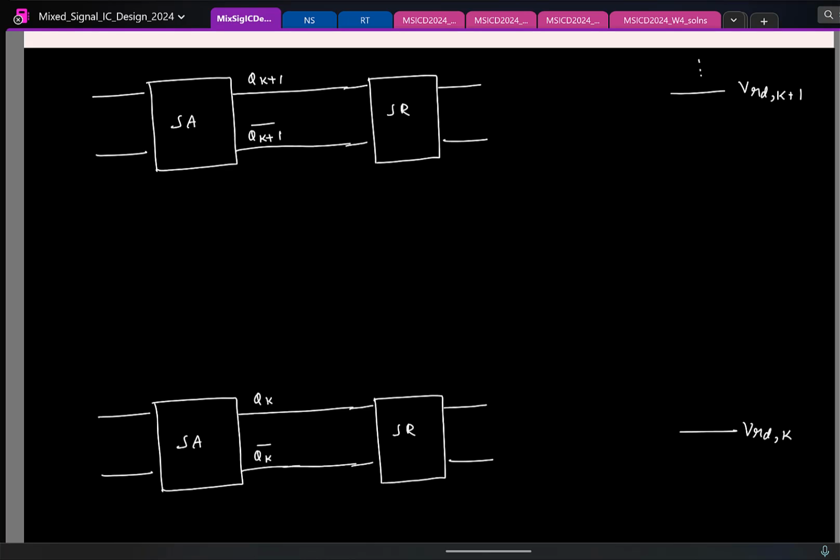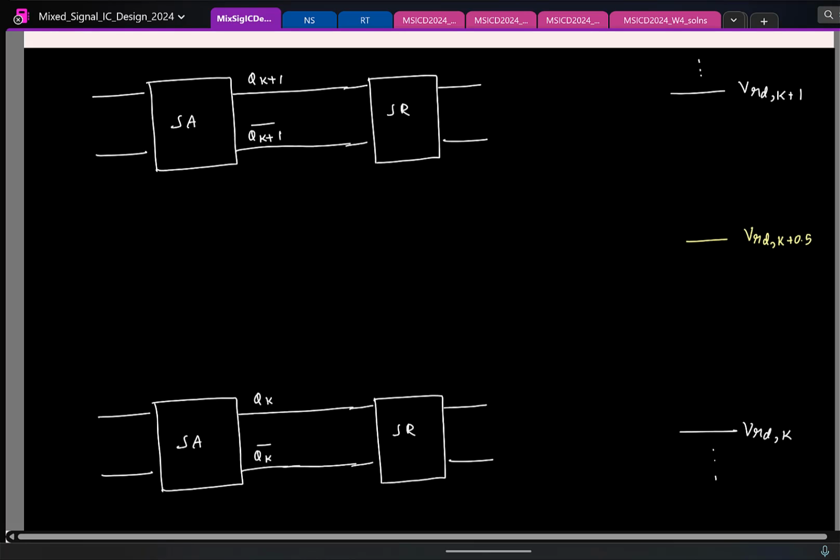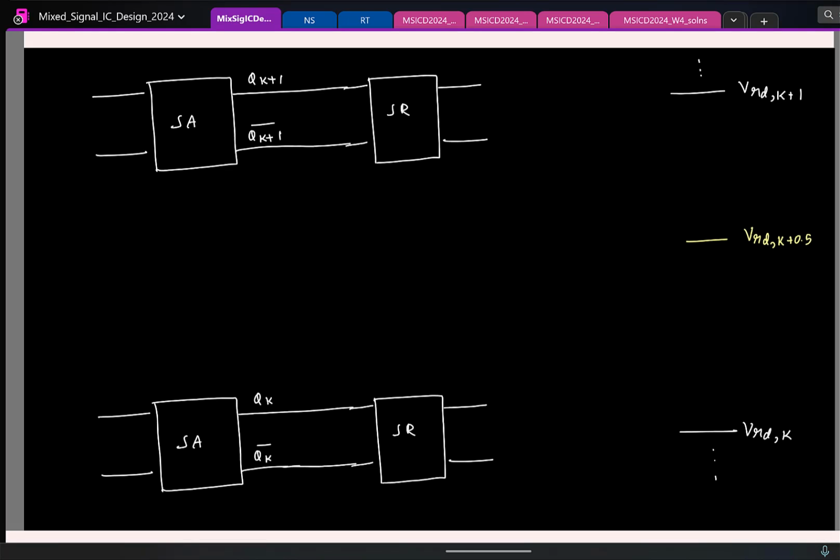Now if I interpolate this by a factor of 2, I'll introduce an additional reference voltage here. That is going to be the average of the two. I'll simply call it K plus 0.5, just for notational simplicity. Now the idea is I have to make a decision on whether my input is greater than this or less than this based on these two, right? Now let's take some cases. Let us say the input is lying somewhere here.